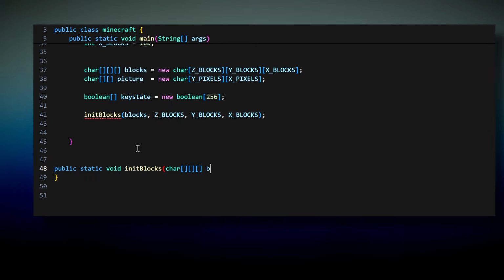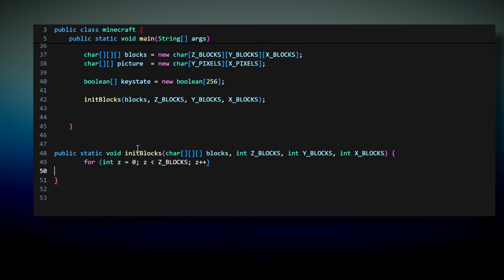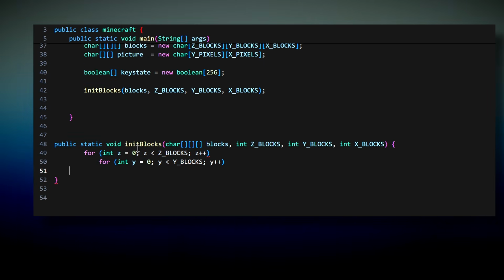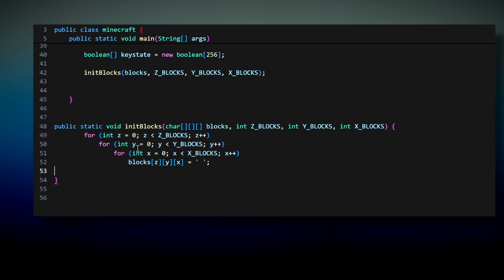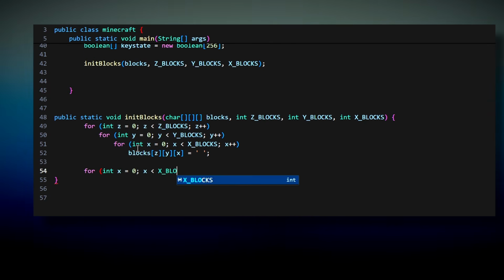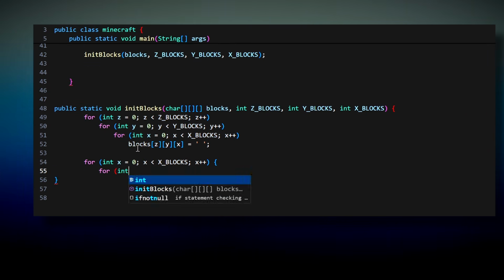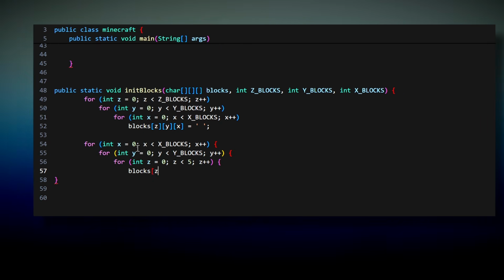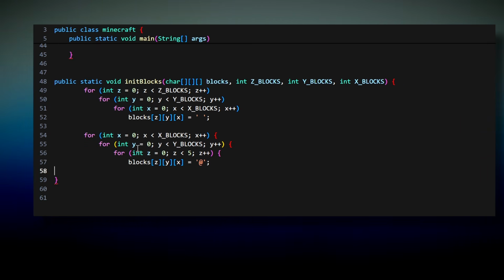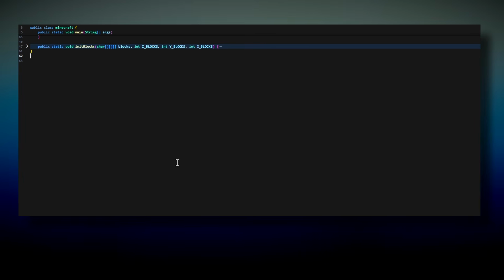The implementation of this blocks method is going to be fairly straightforward. We're just going to loop over every element in the blocks array and first set them to be the air block, which is just the empty char. And then we're also going to loop over every block again, but this time we're going to set some of the blocks to be filled. So every block below z level 5 is going to be the at char, which basically just means it's going to be solid.